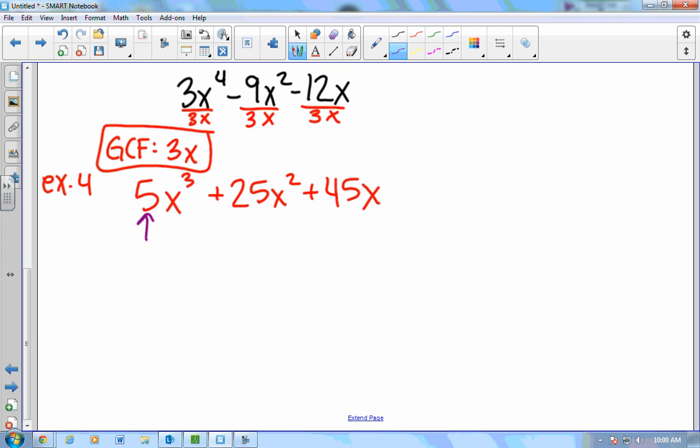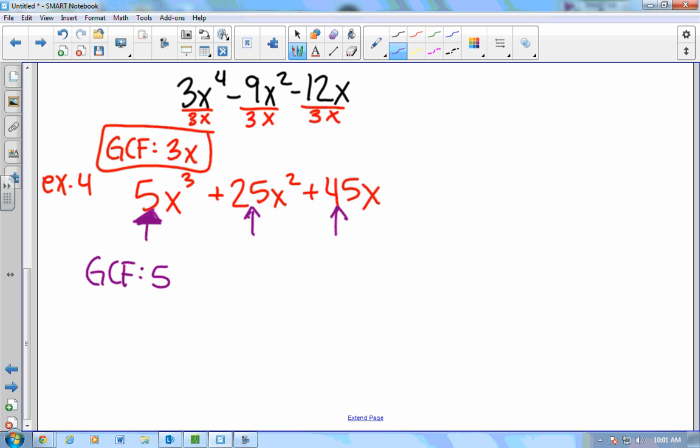So first we look at coefficients: 5, 25, and 45. You're thinking, what's the largest number we can divide out of all of them? But it will never be larger than 5, because if we divide by something larger than the smallest one, then we get a fraction. That doesn't work, right? So what's the greatest common factor that divides out of 5, 25, and 45? Good. So that's our first part.